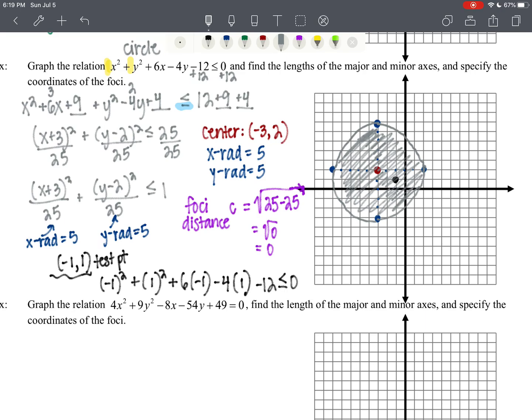The major and the minor axes are the same. Major equals the minor axis. We got the coordinates of the foci. There are no foci because we have a circle. So I think we've answered all the questions and we've shaded appropriately. We are done with that problem and ready to move on to something just a little bit more challenging.